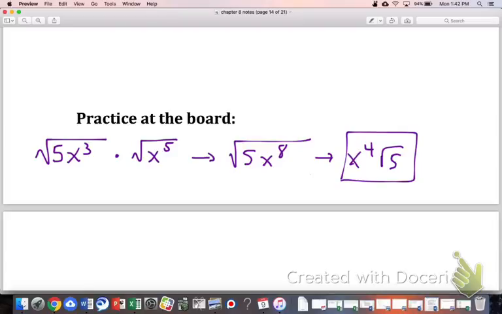Okay? So again, saw lots of good answers, but I saw maybe the ordering was off a little bit. So let's be careful that we multiply first and then simplify in the end. Fair enough? Okay, let's head back to your seats. We're going to do a couple more items in your packet.